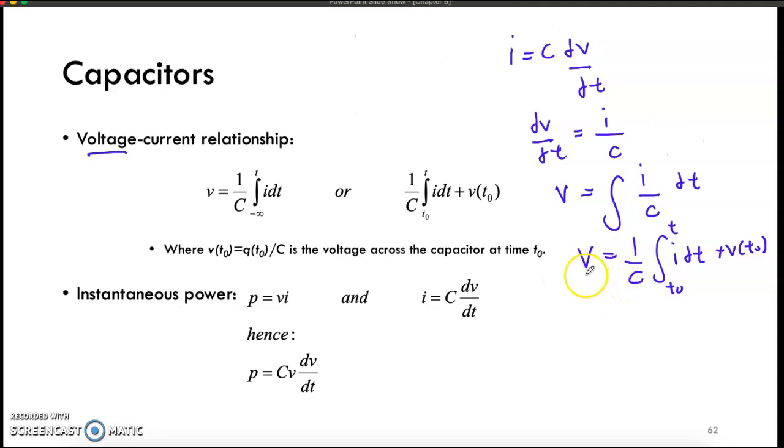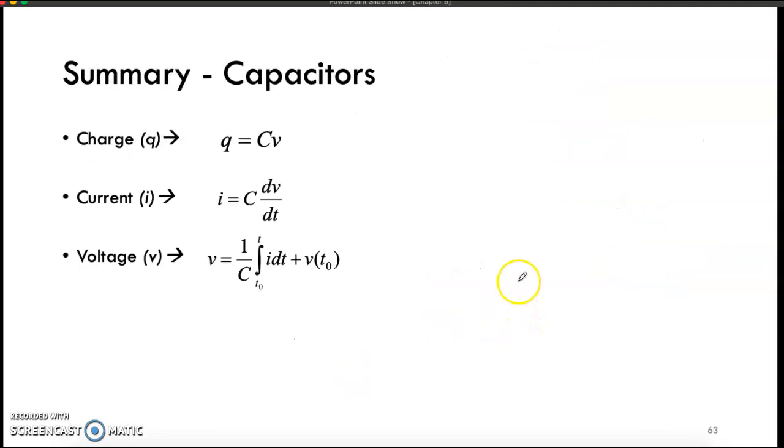So this is how you get the relation of the voltage towards the capacitance. So how do you calculate the power? P equal to VI. You know I is equal to C dV/dt, and then you can get P equal to C dV/dt multiplied by V. So this is the instantaneous power.